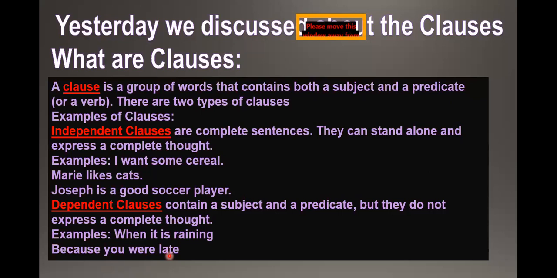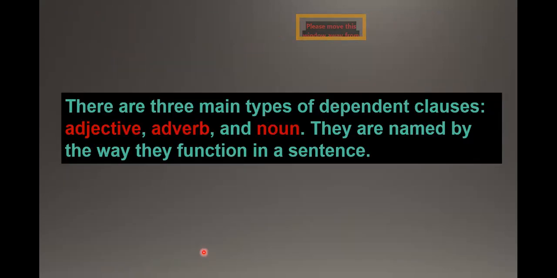It's supposed to have another sentence. That's why it's called a dependent clause. Okay, it is not a complete thought, it's a part of a thought or an idea. Okay, is that clear? So there are three main types of dependent clauses now.